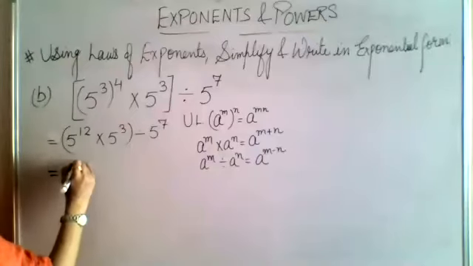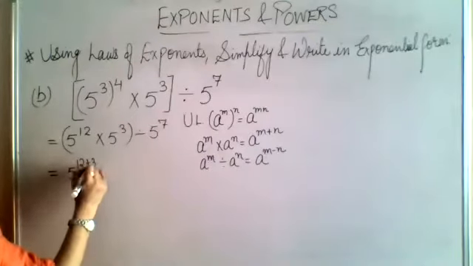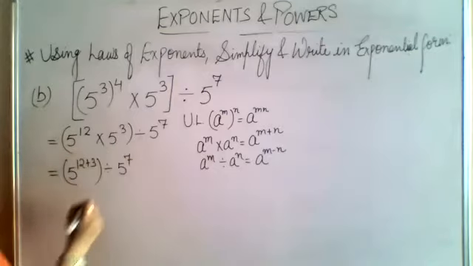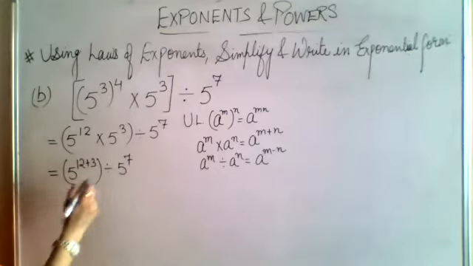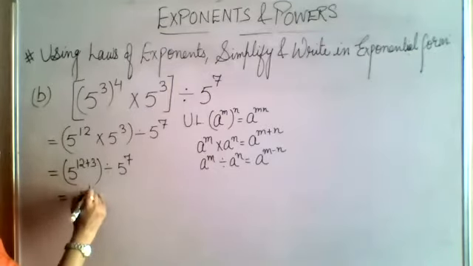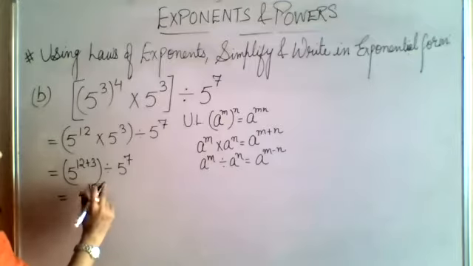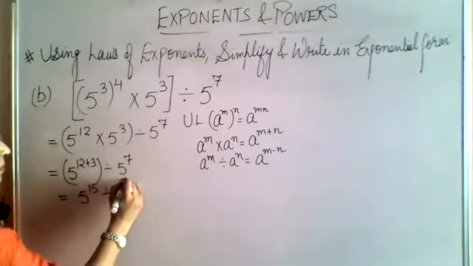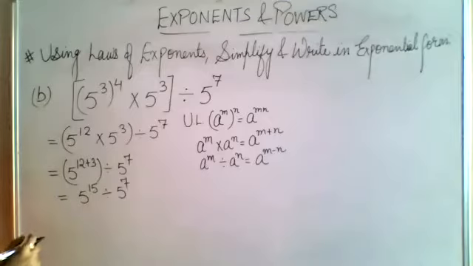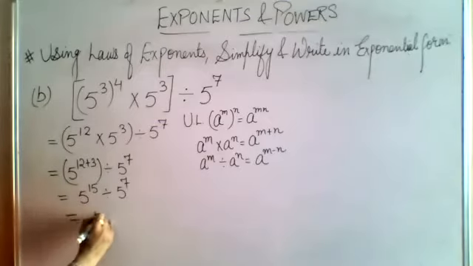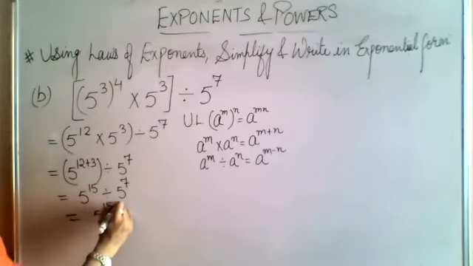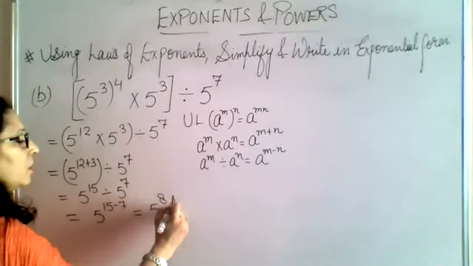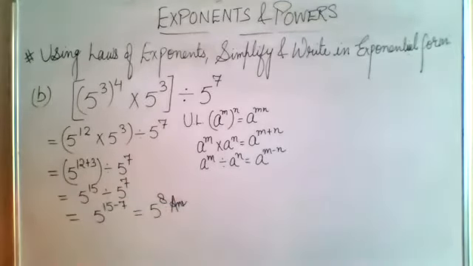So 5 raised to power 12 plus 3, divided by 5 raised to power 7, so 15, division sign, minus 15 minus 7, and 5 raised to power 8 will be your final answer.